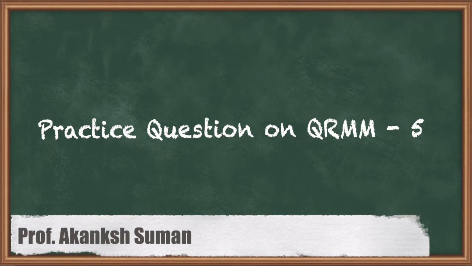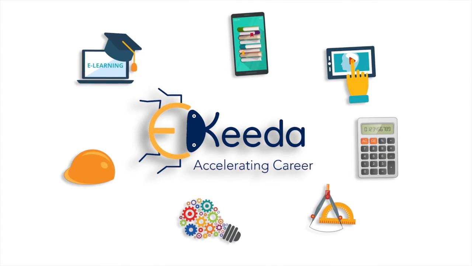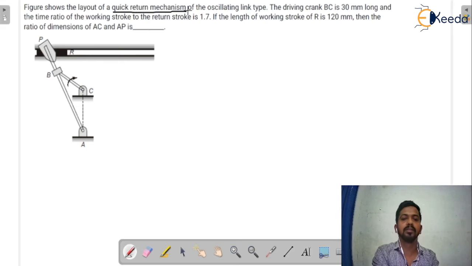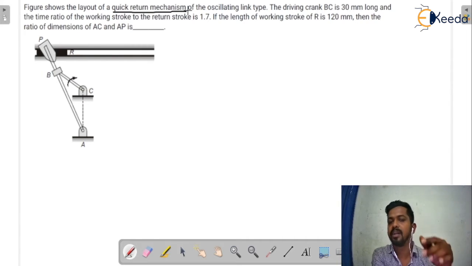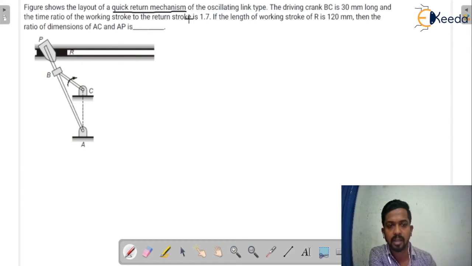Now we are going to solve the problems based on the quick return mechanisms. Quick return mechanism is also known as the crank and slotted lever mechanism. Basically, it is an inversion of the single slider crank mechanism. What is an inversion? When you fix different links, you get different mechanisms, and that is known as inversion. So when you fix the connecting rod of the single slider crank mechanism, you get the crank and slotted lever mechanism. Okay, so these are the problems based on crank and slotted lever.